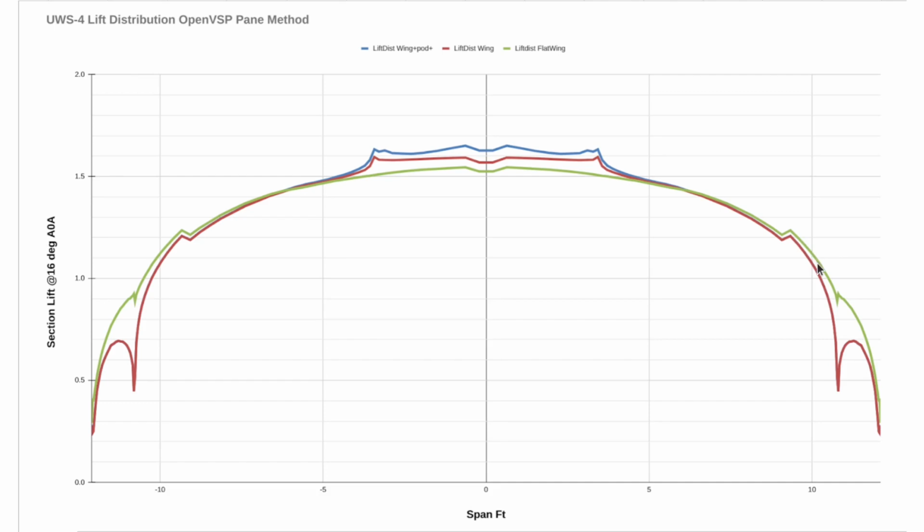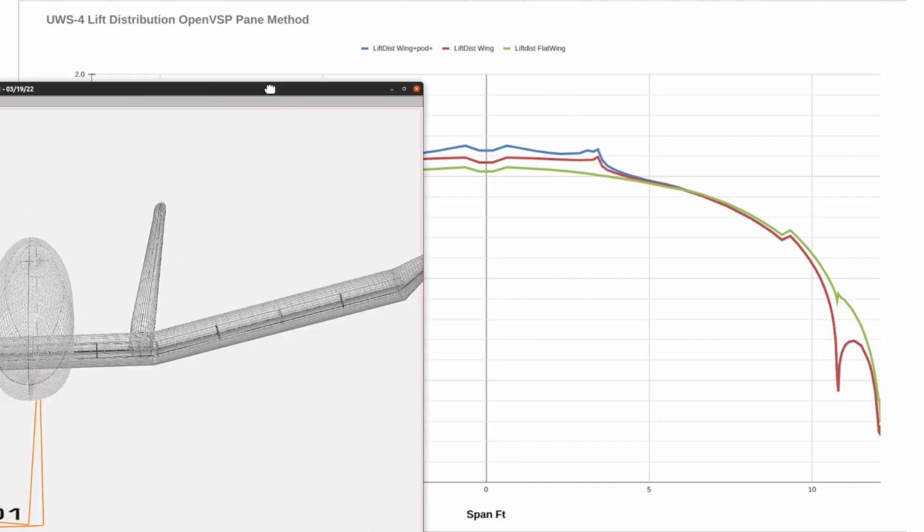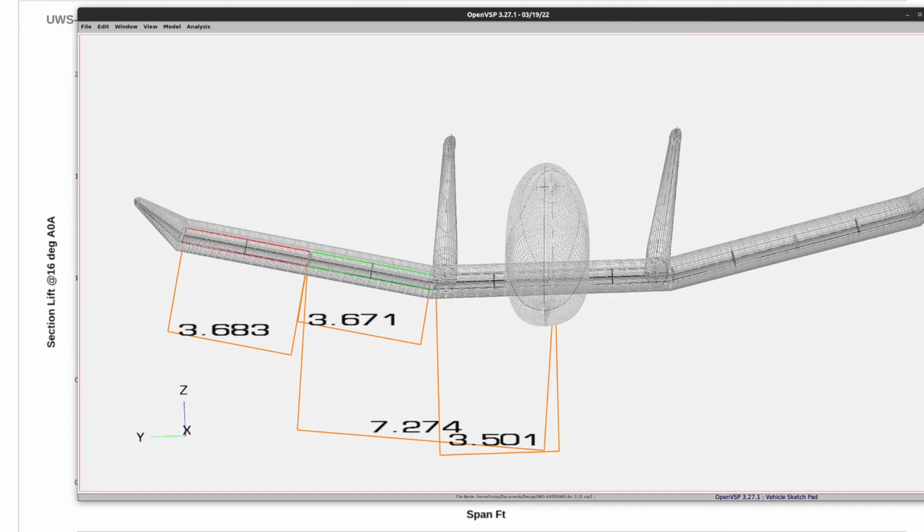So I wanted to try to get a little bit better understanding of this significant dip right here where the winglet starts. So the next thing I did was I flattened out the wing. So I completely removed the dihedral here and the dihedral out here. So this was a perfectly flat wing.